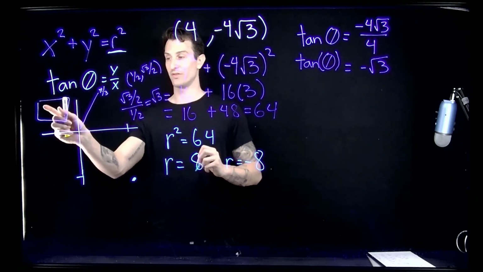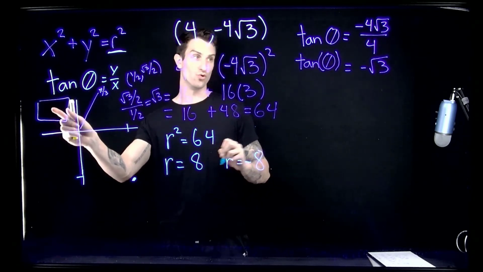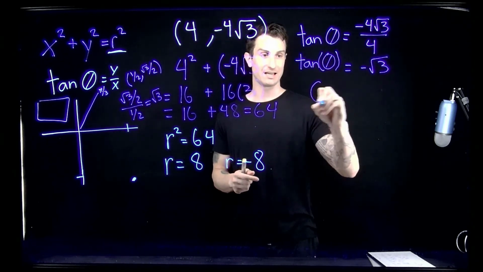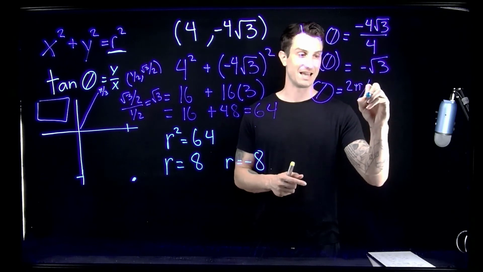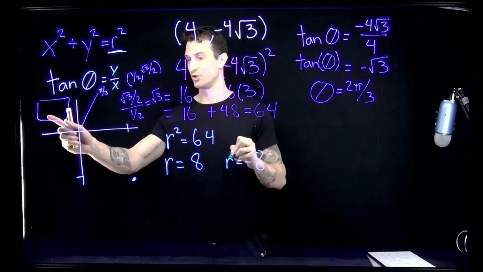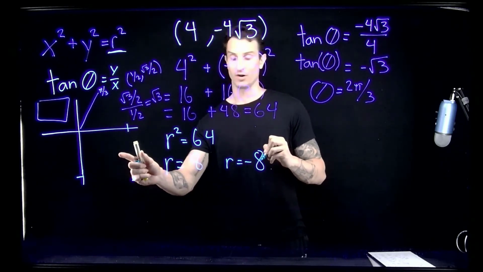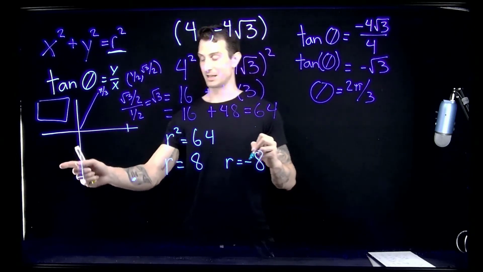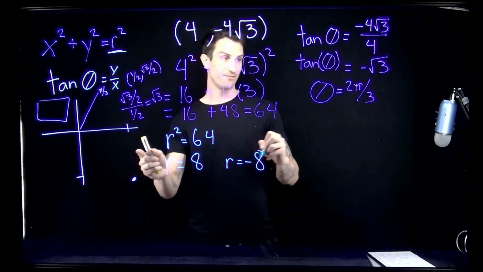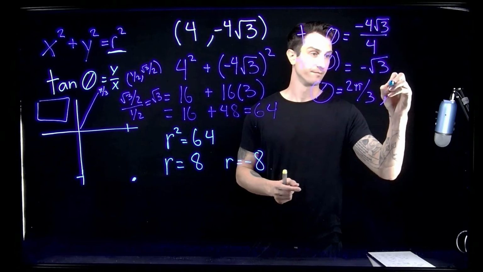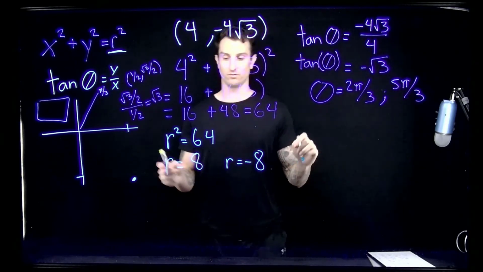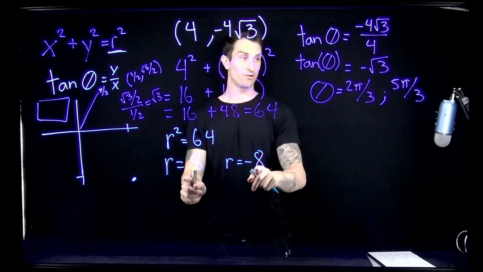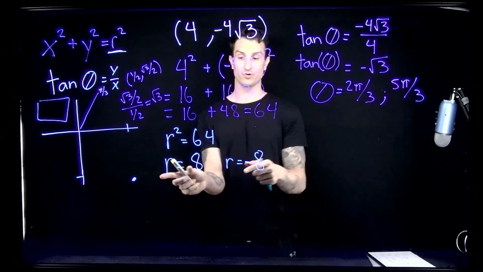Now I want the one that's in quadrant 2. So I know that theta is going to be equal to 2 pi over 3. That is the angle in quadrant 2, and there's also one in quadrant 4. Well, what is this? This is going to be 4 pi over 3. This is going to be 5 pi over 3. Okay, so now we have our radius and our angles. We need to know which one goes with which.